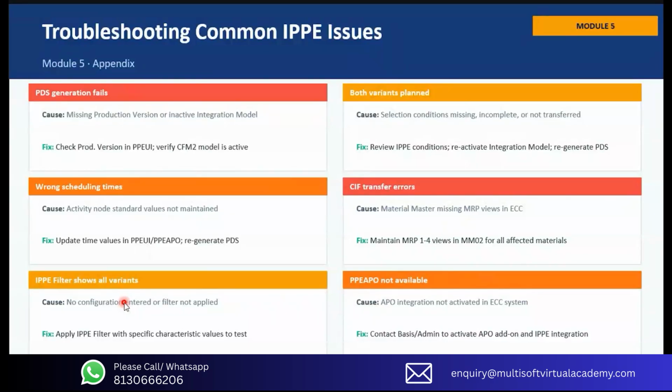So here in IPPE, they gave the filter to test your configuration model, how it is working, whether components are getting correctly selected or not. We can see that in CU50. And APO not available means, if the integration is not active, you don't see this. But this is APO related.